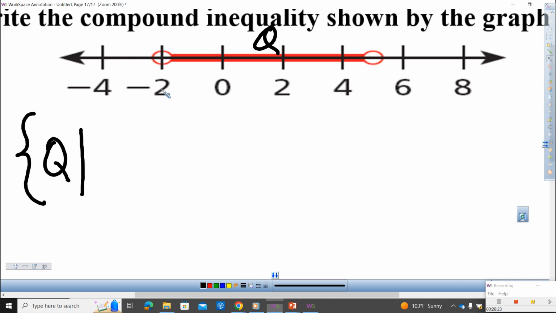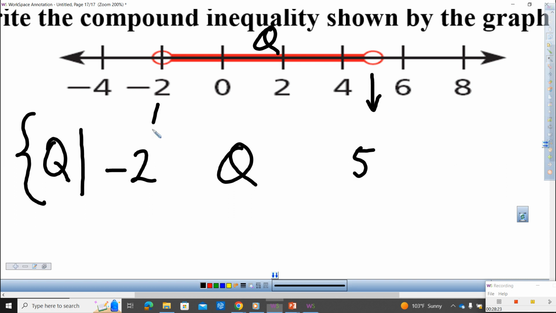all right, what's my dividing point? -2. What is the shaded region? For me, it's Q. For you, it's whatever you use. What is the other dividing point, guys? 5. That is correct. This one is 5. This one is -2. The shaded region is Q. And then arrows to the left. Are there any shaded points? No, and we are done.